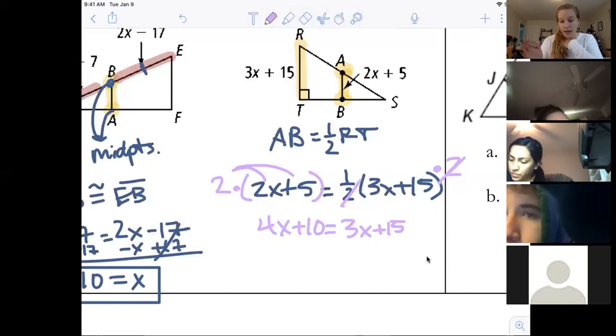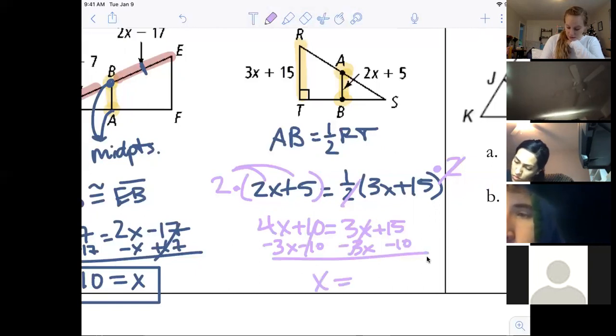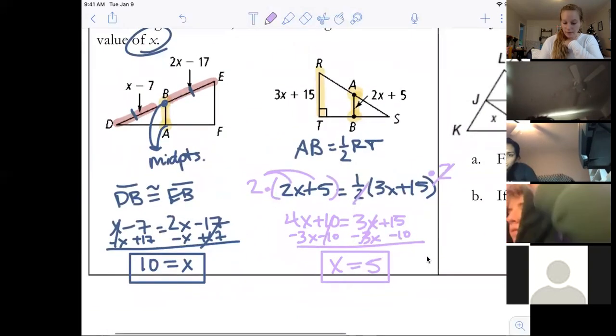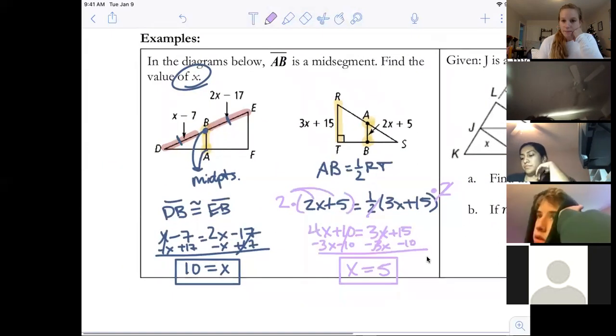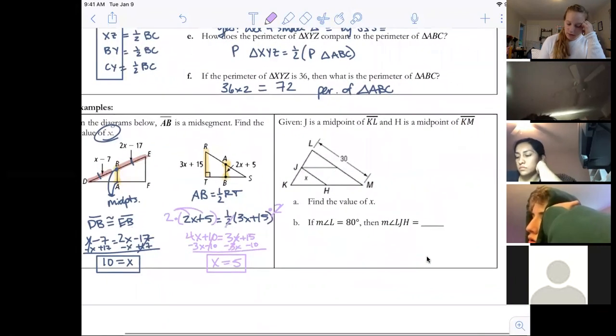Once I do that, then I want to combine terms. So I subtract 3x from both sides, I subtract 10 from both sides, and I get x equals 5. And that's it, x equals 5. Any questions, comments, or concerns? All right, let's jump to the next one. We got one more and then we're going to go to the back side.